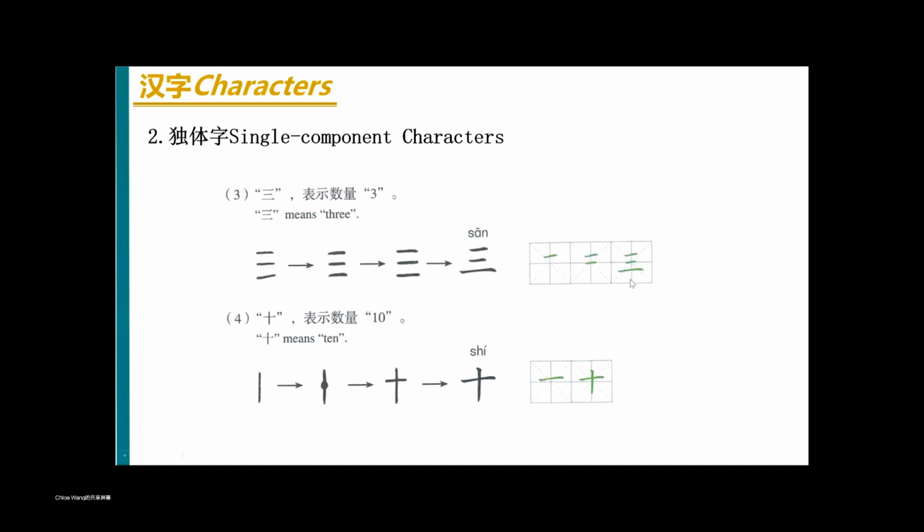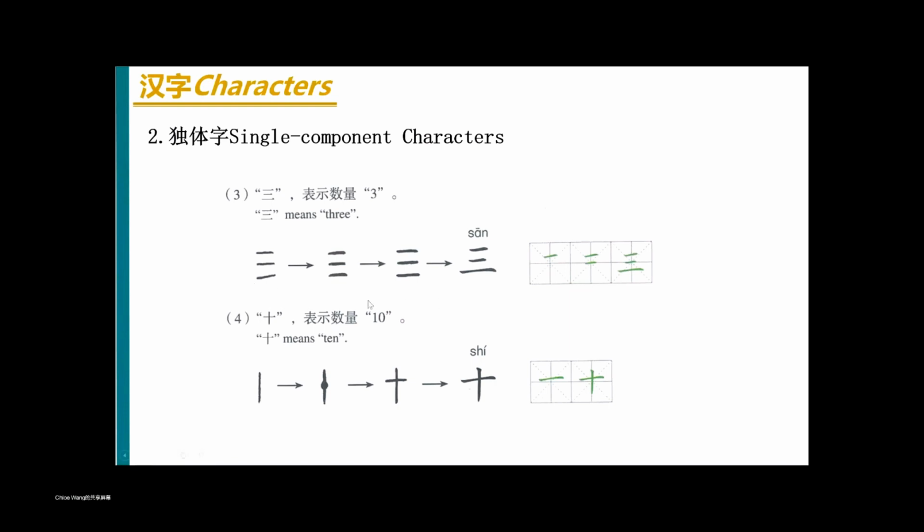三, number 3, just like 一 and 二. In 三, we have 3 strokes. Well, the relationship between these 3 strokes is interesting. We cannot write it like this. This is how the ancient Chinese people wrote it.